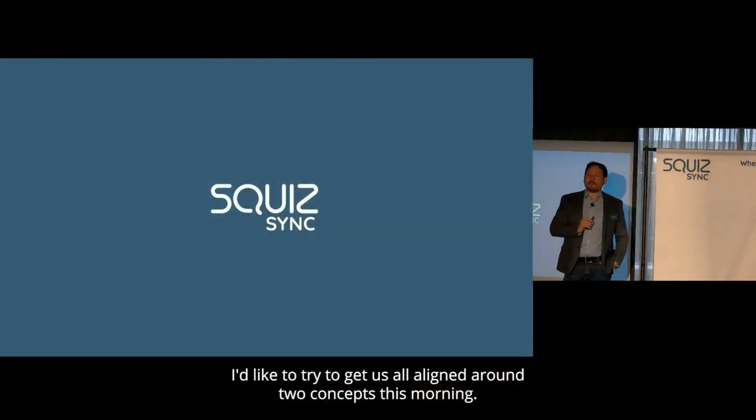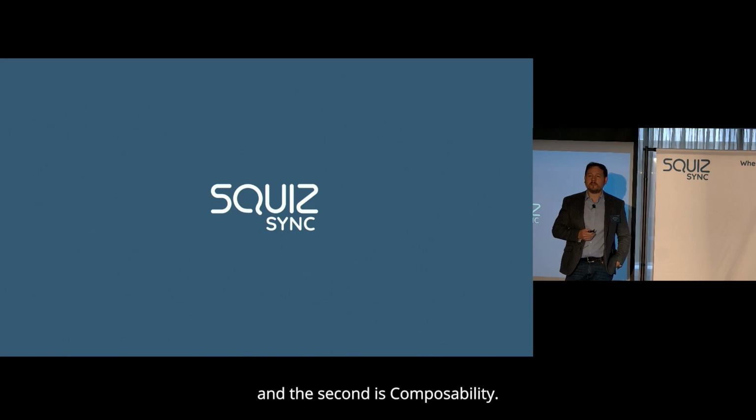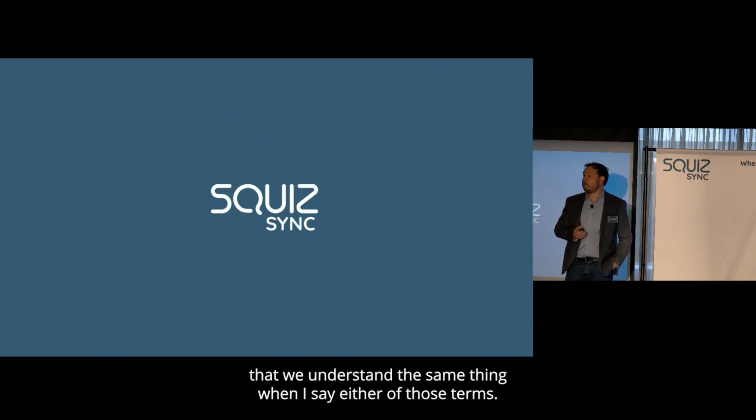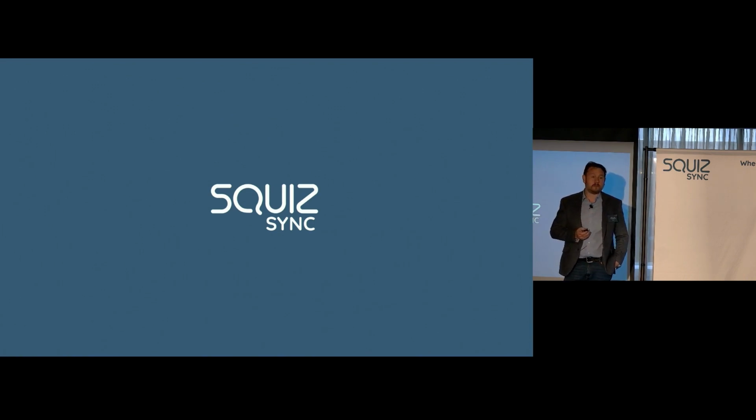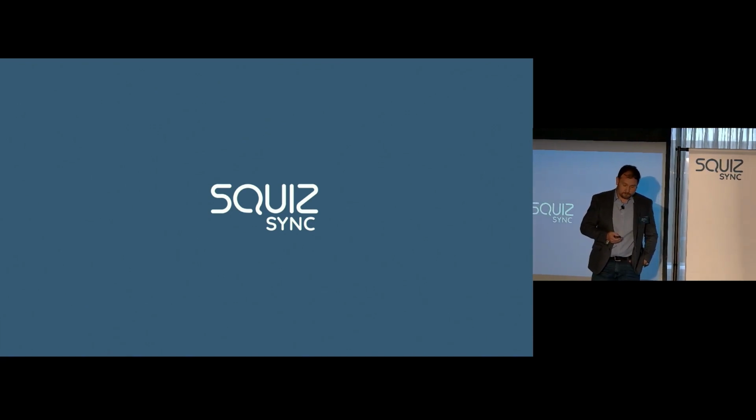I'd like to try to get us all aligned around two concepts this morning. The first is Digital Experience Platform, or DXP for short, and the second is composability. They're both important terms, important because every presentation that follows assumes that we understand the same thing when I say either of those terms. So what exactly is a digital experience platform? How is it different to what we have now, and what problems is it meant to solve?